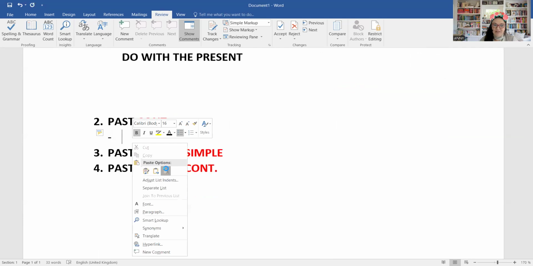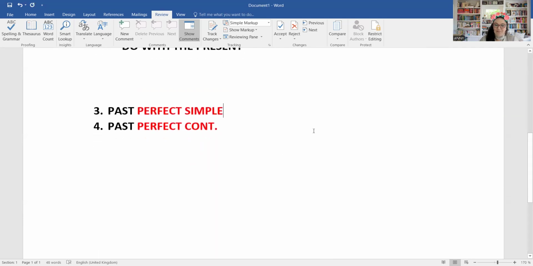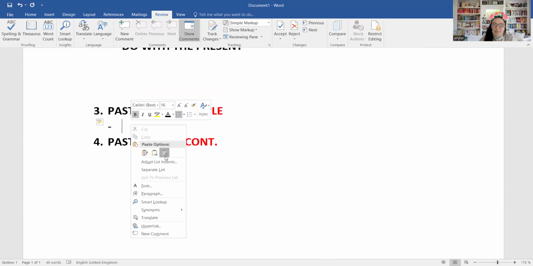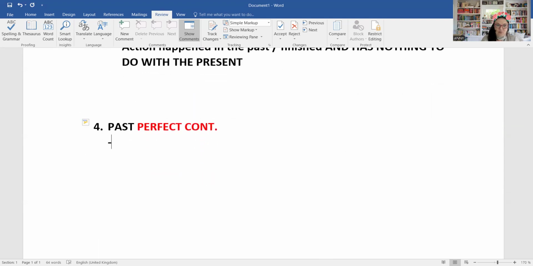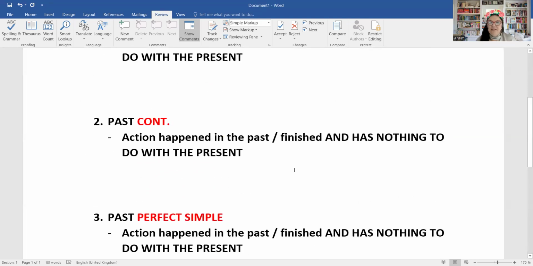The same thing is important for past continuous. The same thing is important for past perfect simple. And the same thing is important for past perfect continuous. So it has nothing to do with the present.